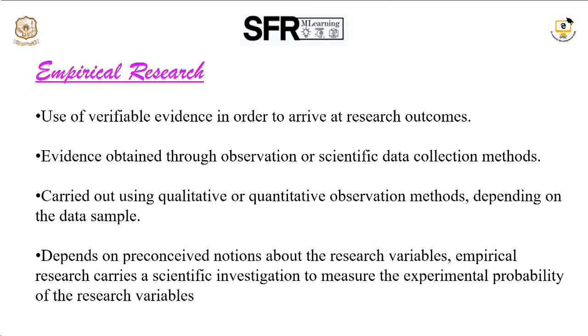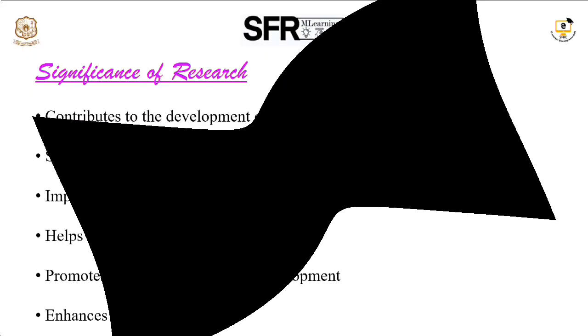But empirical research is a type of research methodology that makes use of verifiable evidence in order to arrive at research outcomes. This type of research relies solely on evidence obtained through observation or scientific data collection methods. It can be carried out using both qualitative or quantitative observation methods depending on the data sample, that is quantifiable data or non-numerical data. Unlike theoretical research that depends on preconceived notions about the research variables, empirical research carries out a scientific investigation to measure the experimental probability of the research variables.